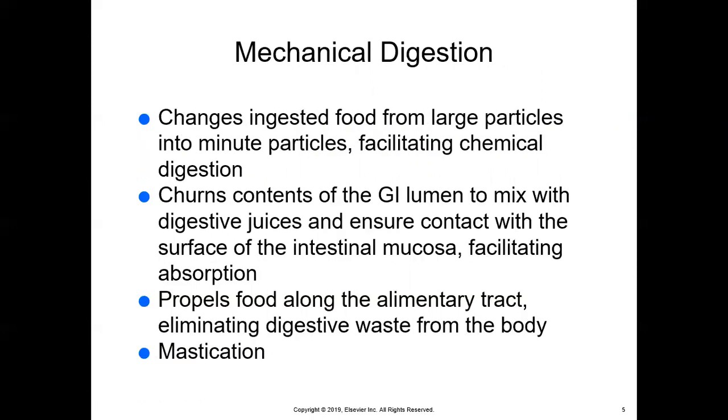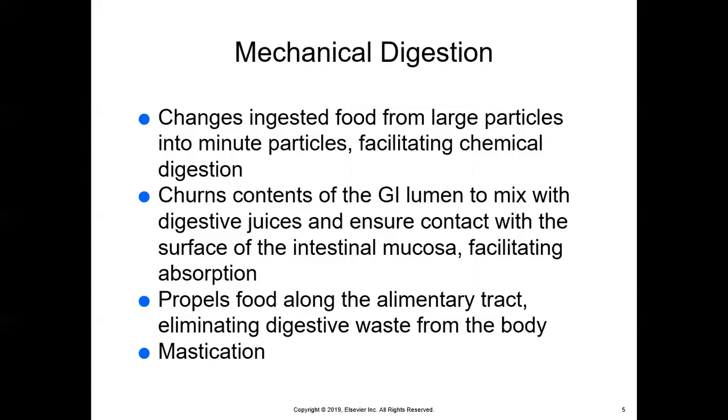Now we have mechanical digestion, which changes the ingested food from large particles into smaller or minute particles that facilitate the chemical digestion. Facilitate means to help. So mechanical digestion breaks down larger to smaller to help out with chemical digestion. Mechanical digestion also churns the contents of the gastrointestinal lumen. Lumen is the empty space inside the gastrointestinal tract, to mix with digestive juices and ensure contact with the surface of the intestinal mucosa, which helps absorption.